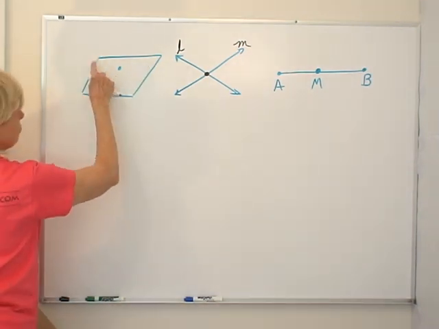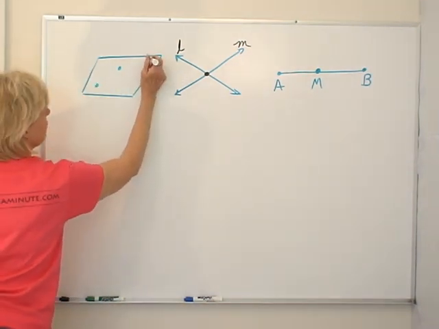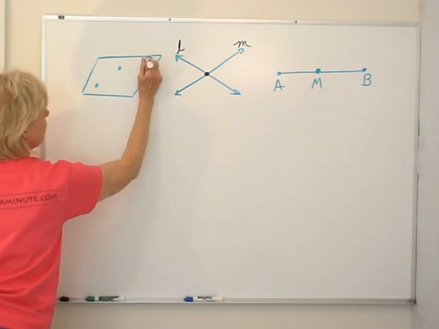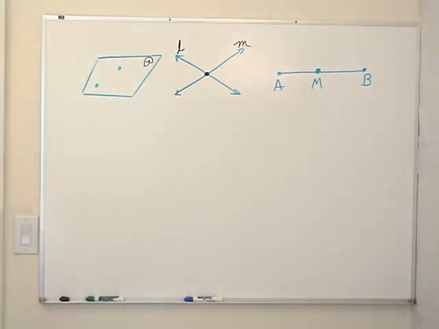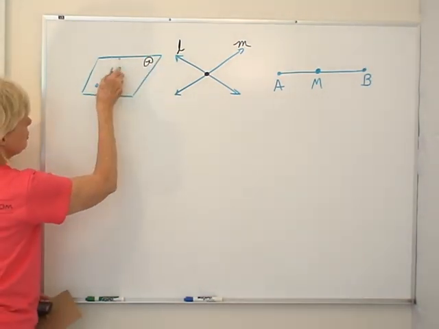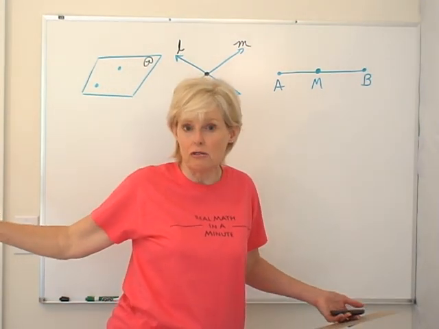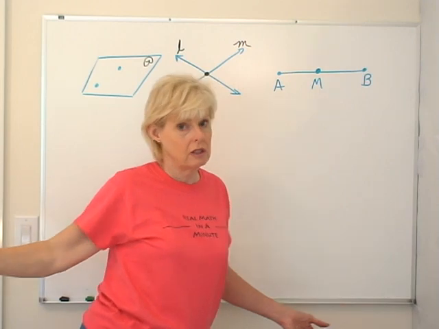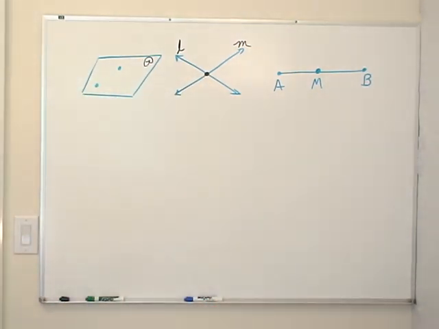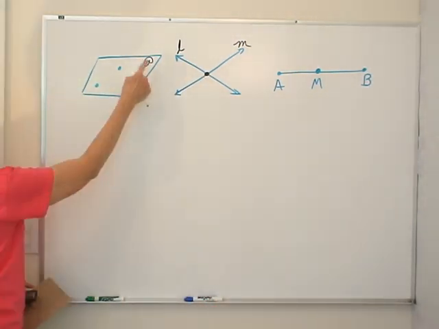Remember that this is the way that we're going to name a plane. So let's say that this is plane P. Now it doesn't mean this is the edge. Planes don't have edges. They go forever. They extend in all directions, no boundaries. But we can't draw that, so we draw this to represent a plane.